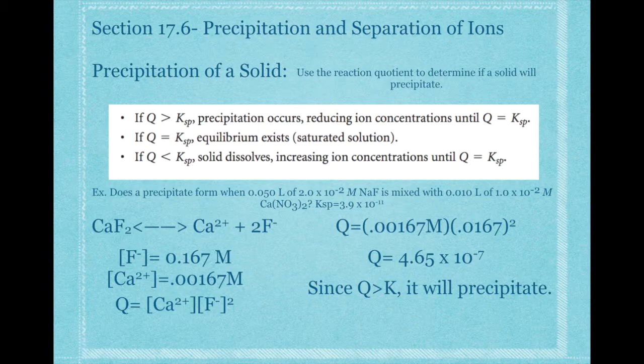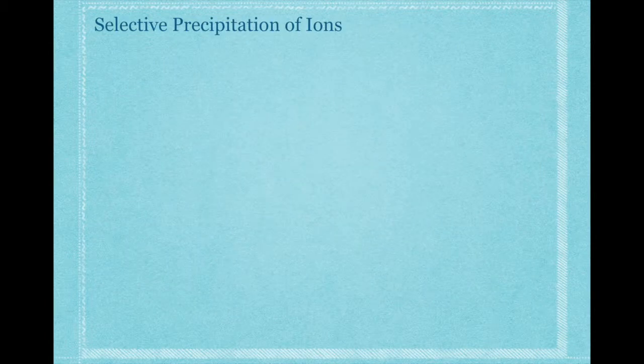And so that's one type of problem that you can be given in which you need to determine whether or not a precipitate is going to be formed. The other type of problem is in which you are given two different ions and you're asked which one is going to precipitate out first. And so that's called selective precipitation, in which you can precipitate out one ion first and then the second ion based on the work we're about to do.